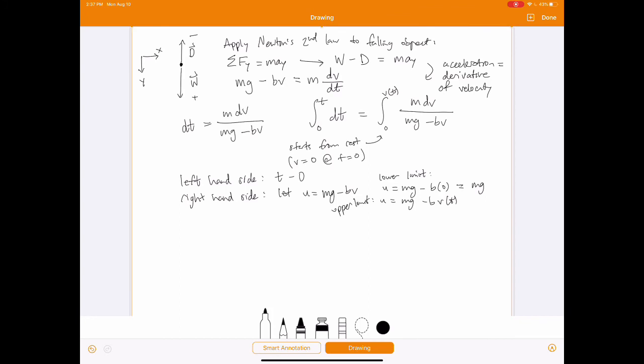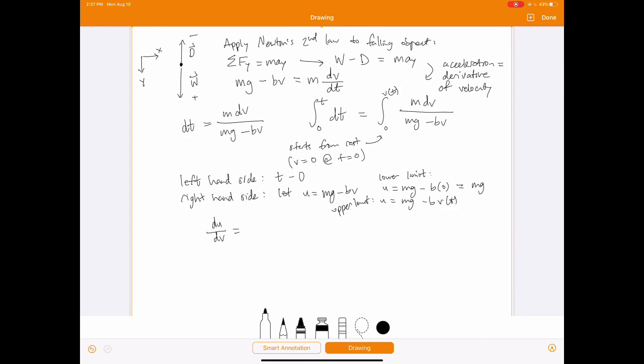Okay, so basically what I'm saying is since we've changed variables from v to u, we also have to change the limits of integration, and that's how you do it. Okay, there's one other thing we have to do. In the integral on the right-hand side, we have dv, and we have to substitute that out in terms of our new variable, which is u.